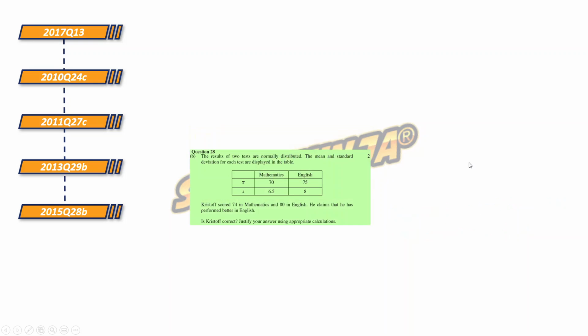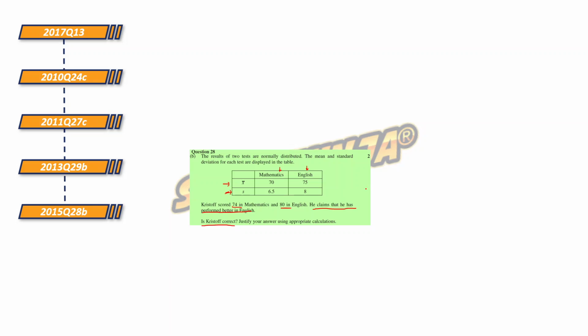So moving on, 2015 question 28b. Here you're told that results of two tests are normally distributed. You're given the mean and standard deviation of these two, mathematics and English tests. You're told that Christoph scored 74 in maths and 80 in English. He claims that he has performed better in English. Is that claim correct? Again, it's nowhere asking you about the Z score.